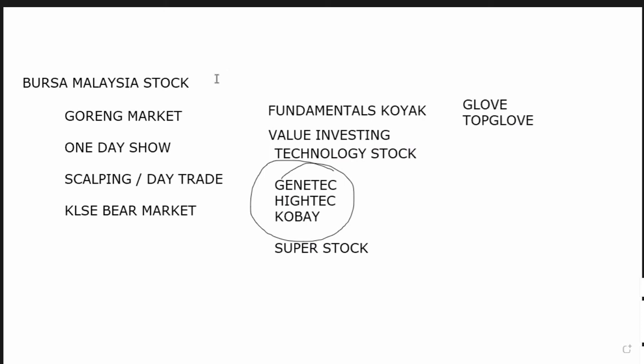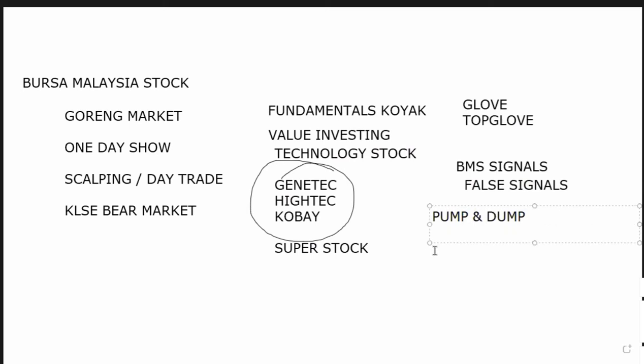Okay, so even though my BMS signals were prone to generate some false signals, even if I apply the noise filtering to make it less noisy, there are still false signals because the whole Malaysian market is all gorengan and a lot of pump and dump, right? One day up, then next day down, this kind of thing, right? So even the signals can give you false signals, right?